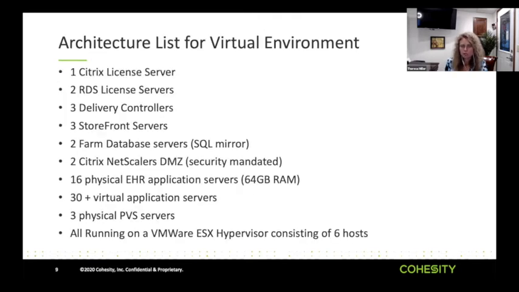So this is what we deployed. And so we ended up with our license server. I'm not going to read off this whole list. I'll just let you peruse it here. You'll notice the single license server. Everything else was deployed with at least some level of redundancy, and in many cases even the N+1, where you have more than 2. We were running Citrix on a VMware ESX hypervisor. We had 6 hosts as well.